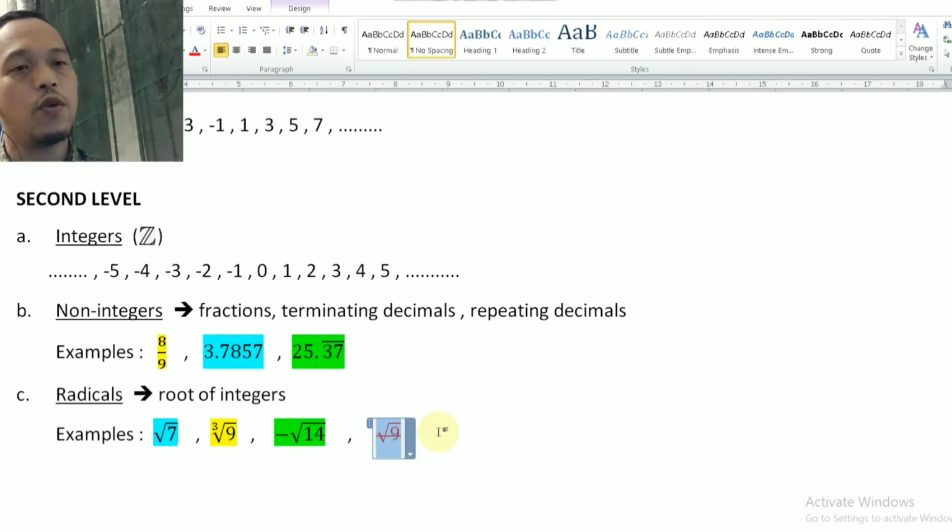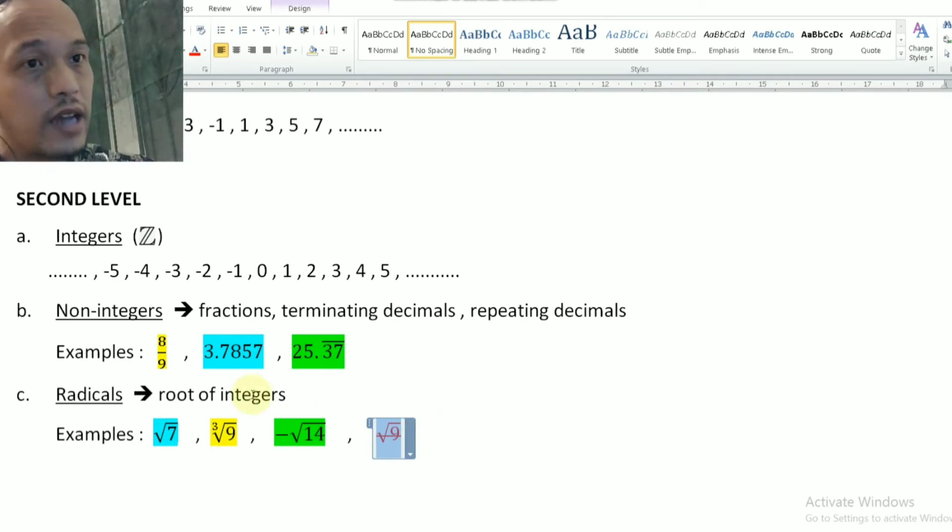Again, if you want to classify a number into sets of numbers, you have to make sure that the number is already in its simplest form. Square root of 9 is not in the simplest form because you can simplify it into 3. So please, if you can simplify certain numbers, before you classify them into certain sets of numbers, you need to simplify them first.